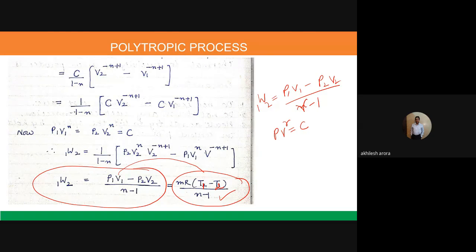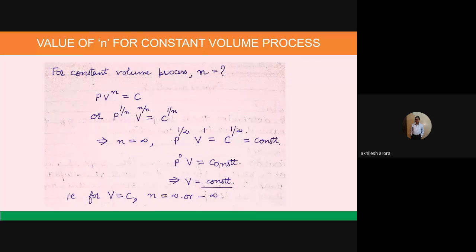Now for constant volume process, what is the value of N? I have told you the value for the constant temperature as well as constant pressure process. Now let us see the value of N for constant volume process. You can see it here.